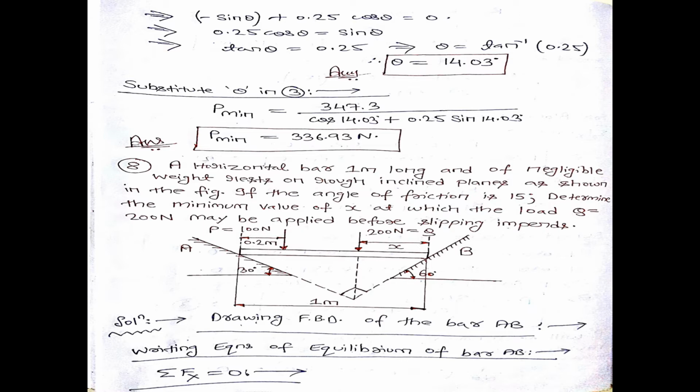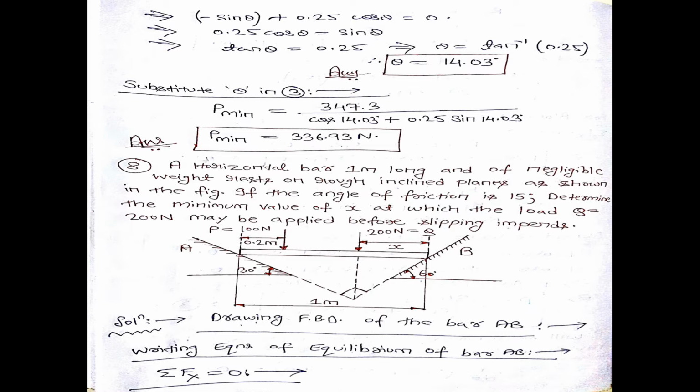On that horizontal bar, two forces are applied. One force is 100 Newton, which is at a distance of 0.2 meter from end A. Another force is 200 Newton, which is at a distance of say x meter from end B. Angle of friction is given to you, that means phi value is 15 degree.